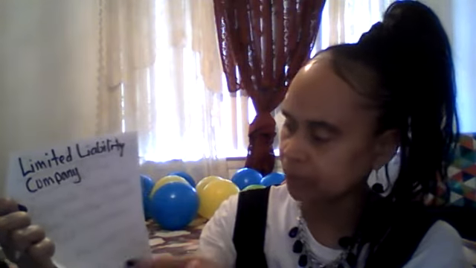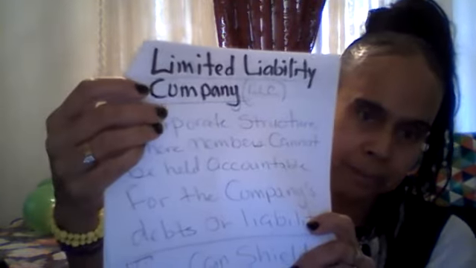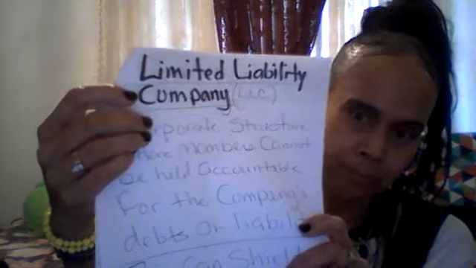It's a corporate structure where members cannot be held accountable for the company's debts or liabilities. So in other words, they can sue the company, but they can't personally sue you. So that's what limited liability is. And they say that's the best business to form, limited liability.